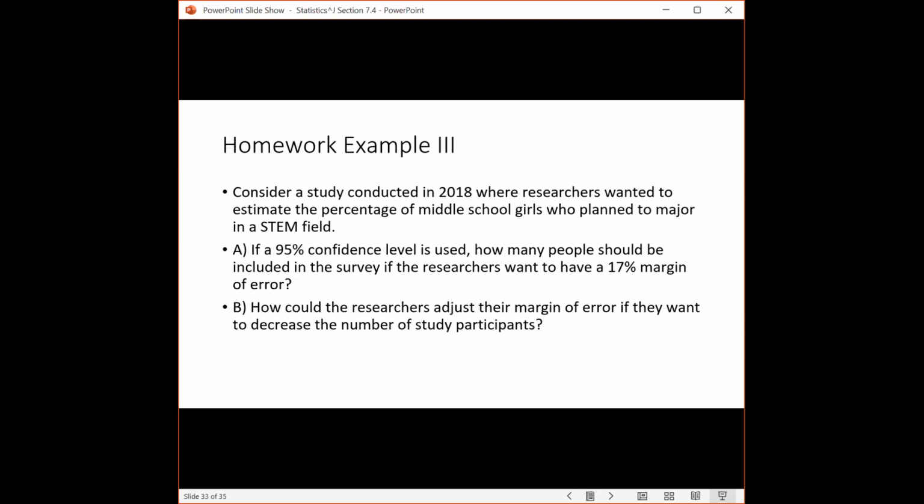Okay, let's finish up with one more homework example. So consider a study conducted in 2018 where researchers wanted to estimate the percentage of middle school girls who plan to major in a STEM field. If a 95% confidence level is used, how many people should be included in the survey if the researchers want to have a 17% margin of error? And how could the researchers adjust their margin of error if they want to decrease the number of study participants?